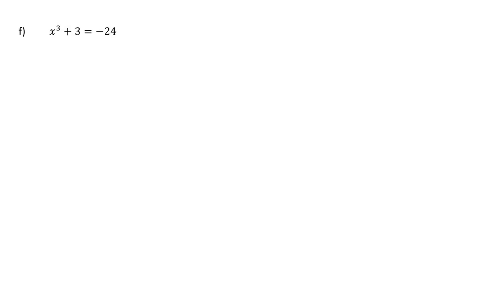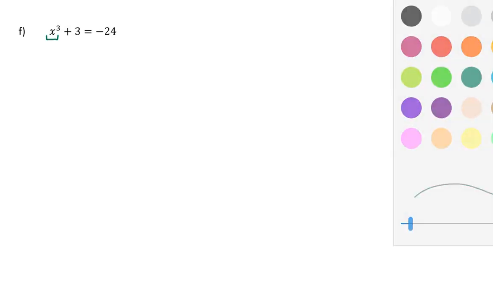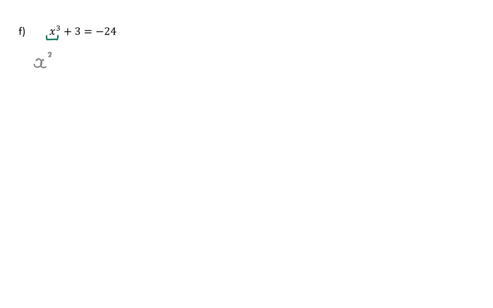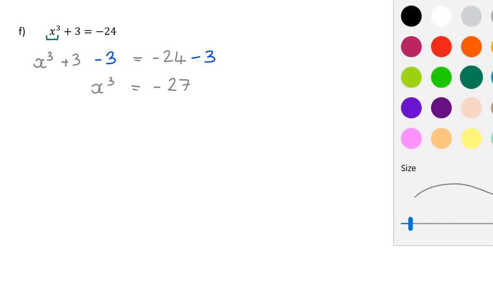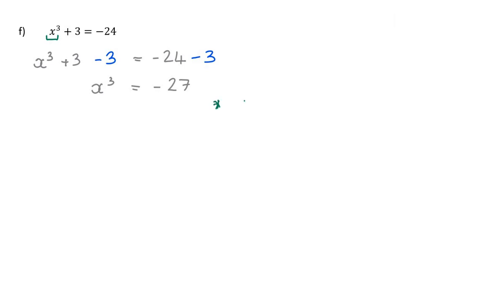Okay, question F. We've seen one of these before. I'm going to get my x cubed by itself, because then I can say to myself, what cubed gives me, and let's see what it's going to give me. So how do I get rid of adding 3? I'm going to subtract 3 on both sides. So I land up getting x cubed equals minus 27. And then I say to myself, what cubed equals negative 27?